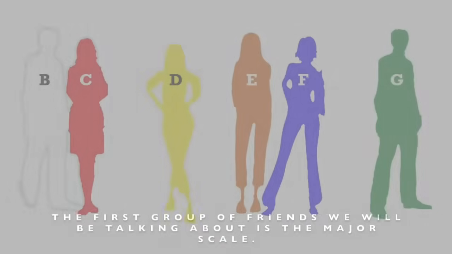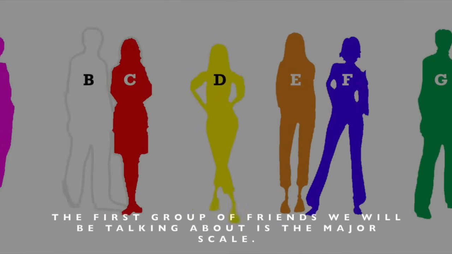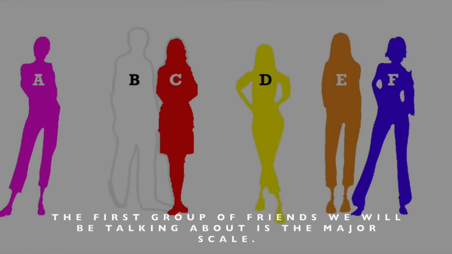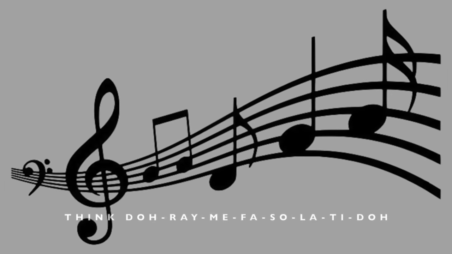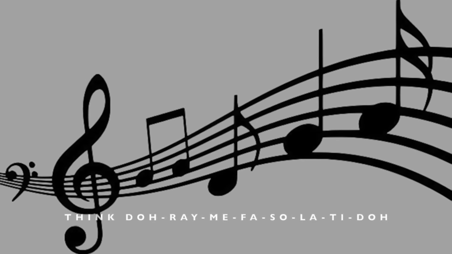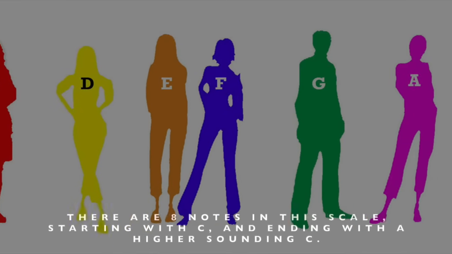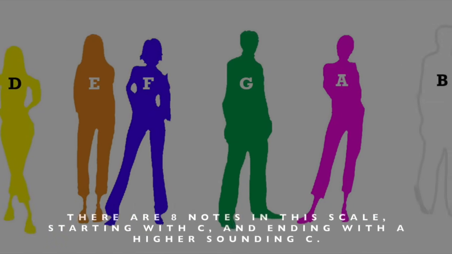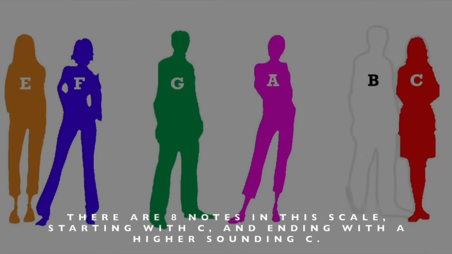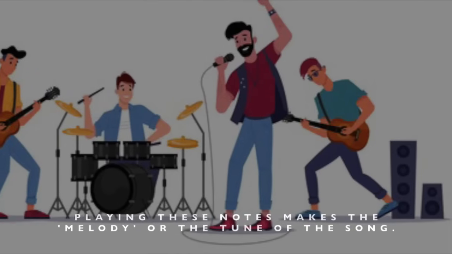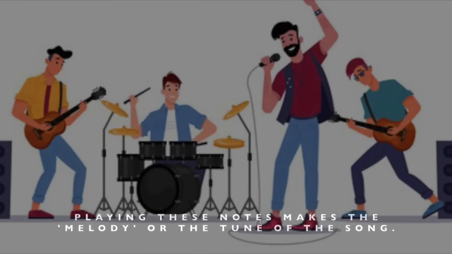The first group of friends we will be talking about is the major scale. Think of Do, Re, Mi, Fa, Sol, La, Ti, Do. There are 8 notes in this scale, starting with C and ending with a higher sounding C, like you see here. Playing these notes makes the melody or the tune of the song.